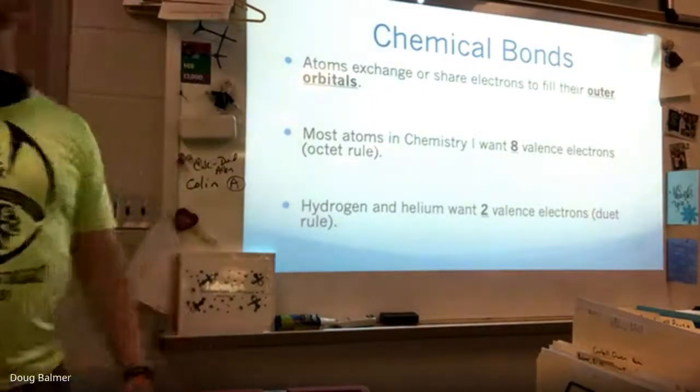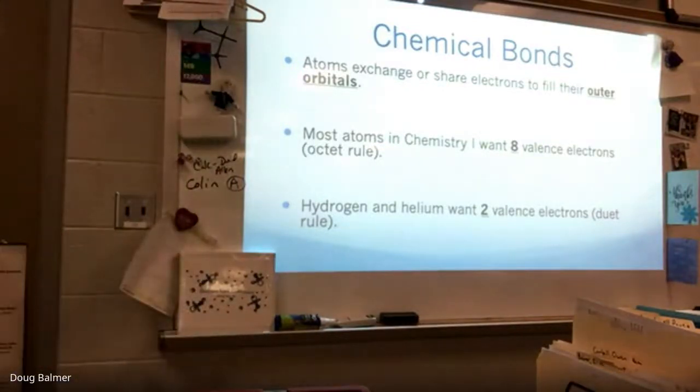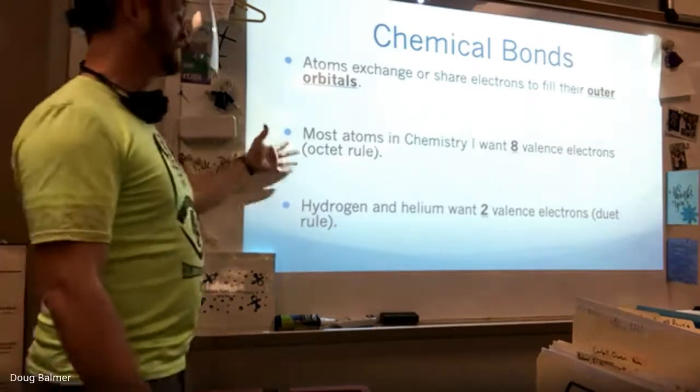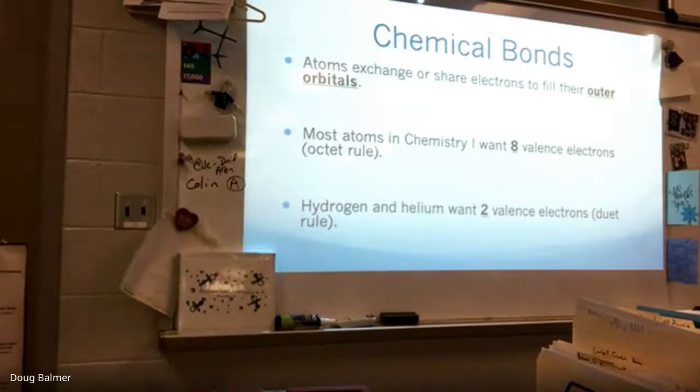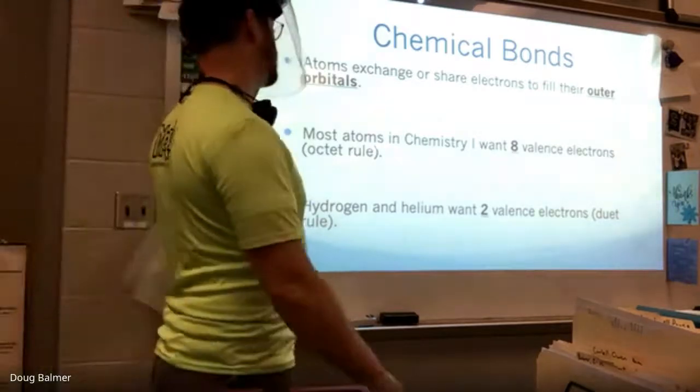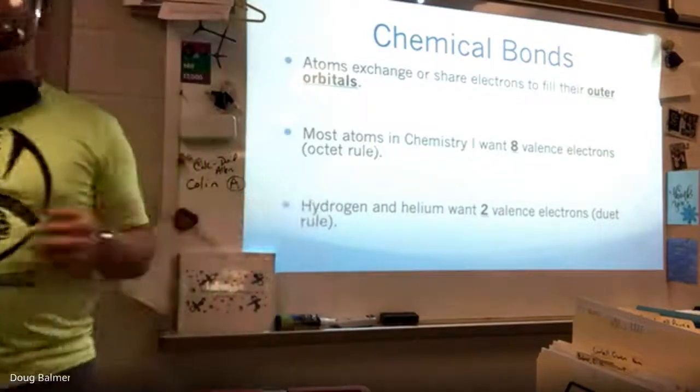So atoms are trying to exchange electrons or share electrons so they get an outer shell. Once they have a full outer shell, they can't take any more electrons. So most atoms are going to stop at 8 valence electrons. Remember, s gets 2 electrons, p gets 6, 6 plus 2 is 8. That's the reason why it's the magic number 8, because s and p orbitals fill up to get 8. Hydrogen and helium have to stop at 2 electrons.